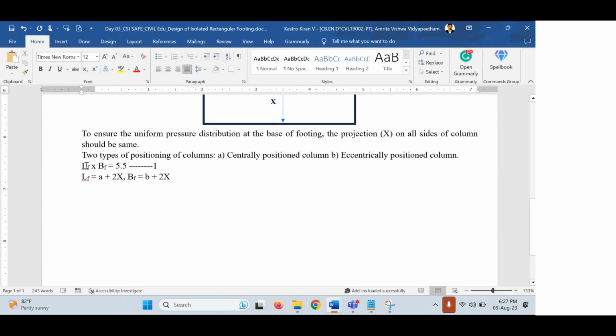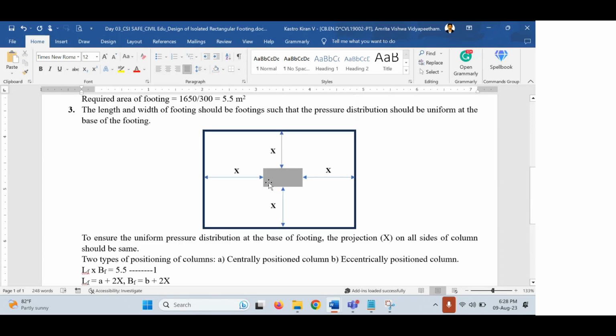So now we know the LF value and BF value. We just have to substitute that. So LF value is A plus 2x, into BF value, which is B plus 2x, equals the total area. What is the area of the footing? It is 5.5. So if you solve this, we know the value of A. What is the value of A? This side of the column.